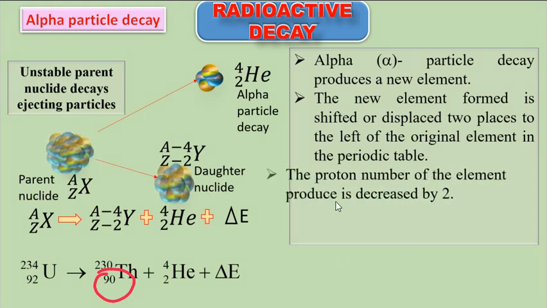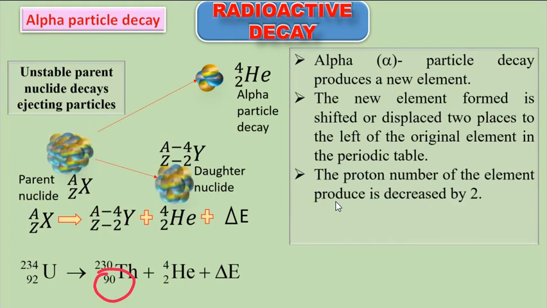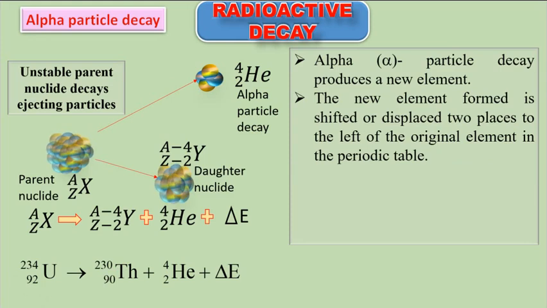Number 3, the proton number of the element produced decreases by 2. Of course, we have mentioned that before. Look at this decay. The proton number here is 92, but the daughter nuclei is now 90. So there is a decrease by 2. 92 minus 90 will give us 2. So there is a decrease by 2. So that's what we are saying.